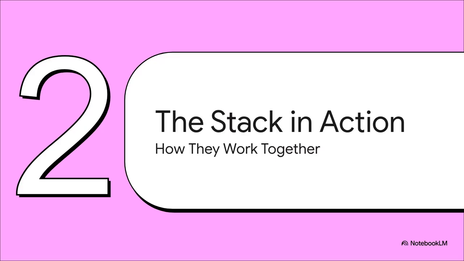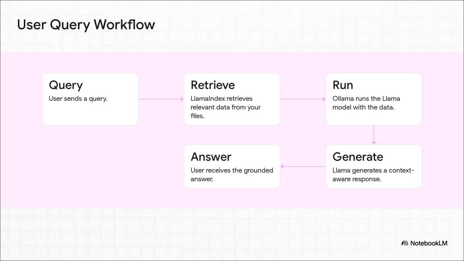So now that we've met the brain, the memory, and the engine, let's put it all together. Let's see how they actually collaborate as a team to answer a real question. Here's the flow. You ask a question about, say, a specific project report. First, LlamaIndex, our memory, instantly finds the relevant paragraphs in that document. It then hands that context over to Ollama, our engine, which fires up the Llama model. Finally, the Llama brain takes both your question and that specific context to generate a perfect, factually grounded answer.